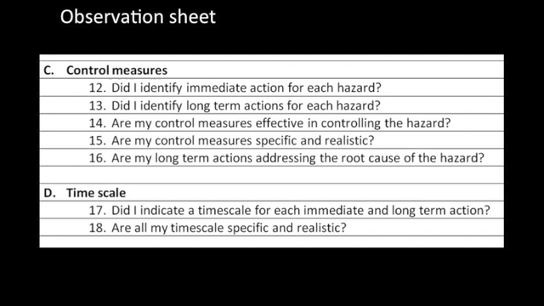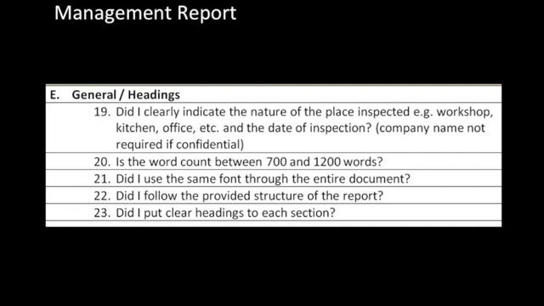Yes or no? Next, we move on to the management report, and under the management report, you start with the general questions that you'll ask yourself in the general headings. Did I clearly indicate the nature of the place inspected? For example, is it a workshop, a kitchen, like we said before? Did I keep my word count between 700 and 1000 something words as recommended by NEBOSH? Yes or no? Did I use the same font through the entire document? This is important because sometimes when people use different fonts, it might indicate some sort of malpractice.